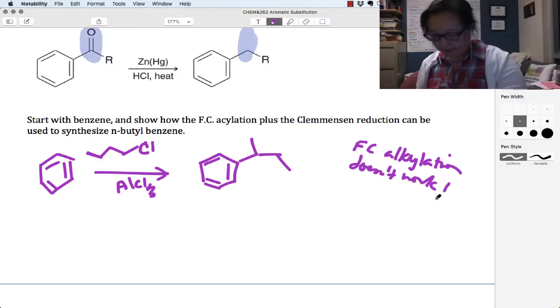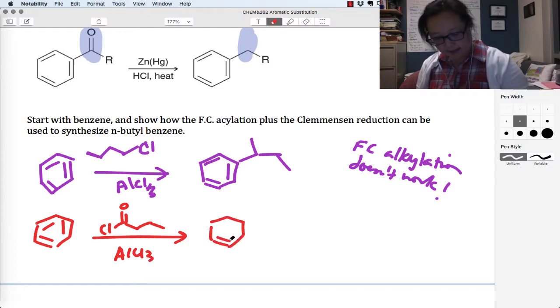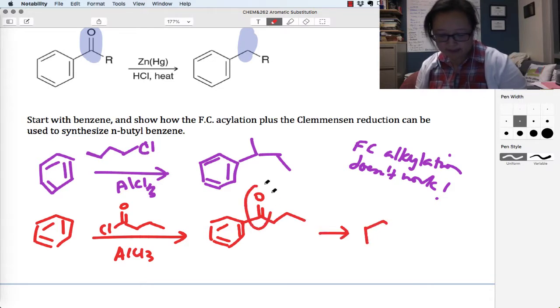Okay, so how do we use the acylation then? How we do that is we're going to use a carbonyl group in there, and then make sure we only have 4 carbons. And we're just going to do almost the same thing, but we're going to have a carbonyl group now. And then to get the n-butyl part, we just need to reduce that.